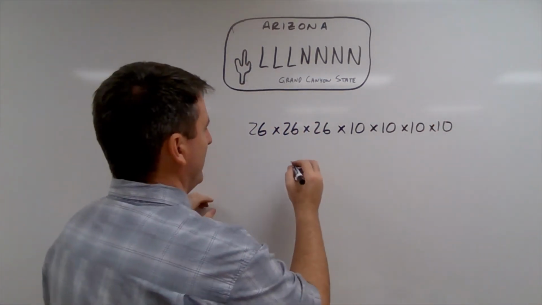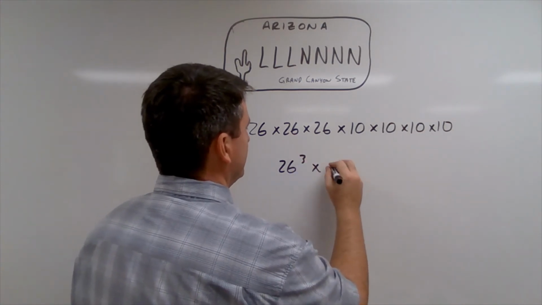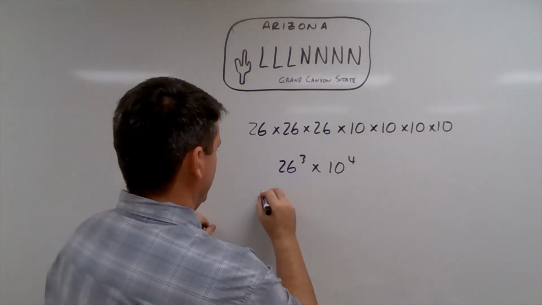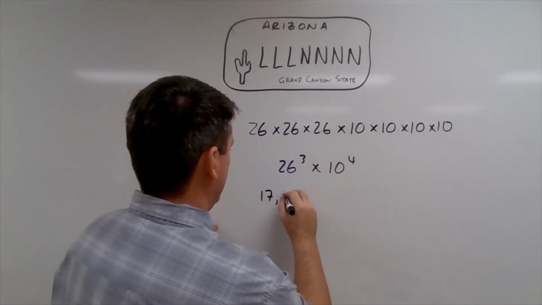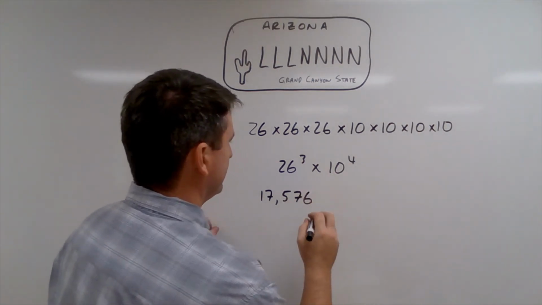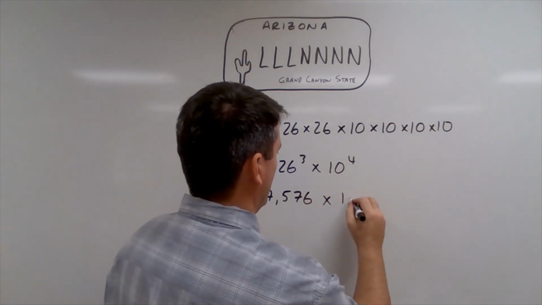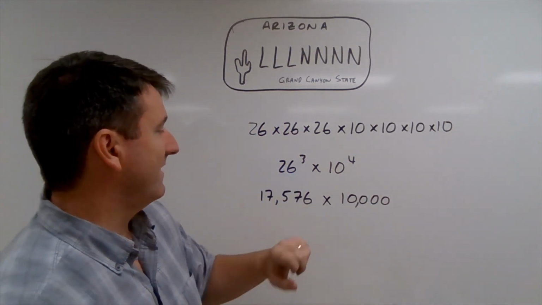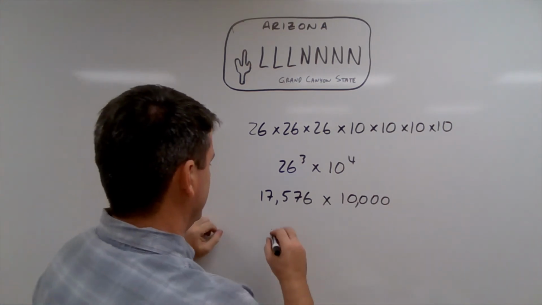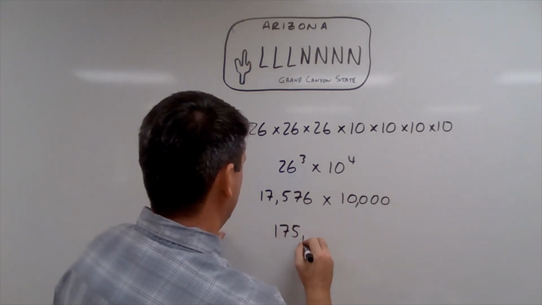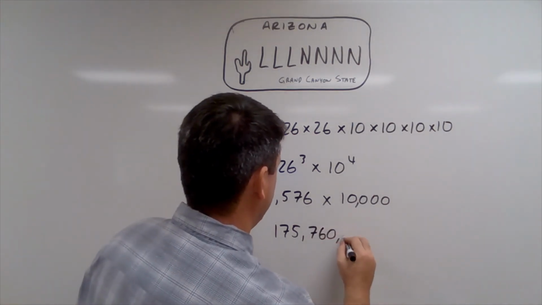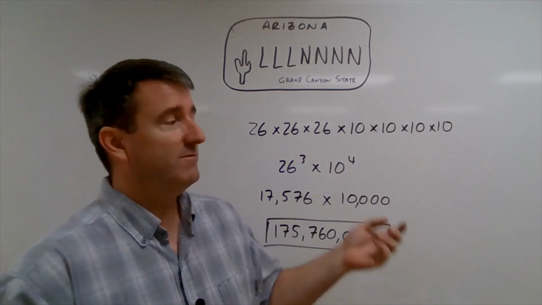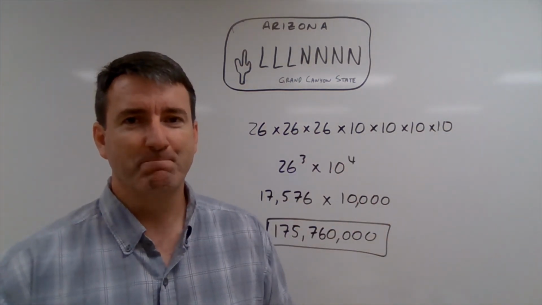And another way to write this is 26 to the 3rd times 10 to the 4th. And 26 to the 3rd is 17,576, and 10 to the fourth is a 1 and 4 zeros, so that's 10,000. And 17,576 times 10,000 is going to be 175,760,000. So that's how many license plates are possible following this format in the state of Arizona.